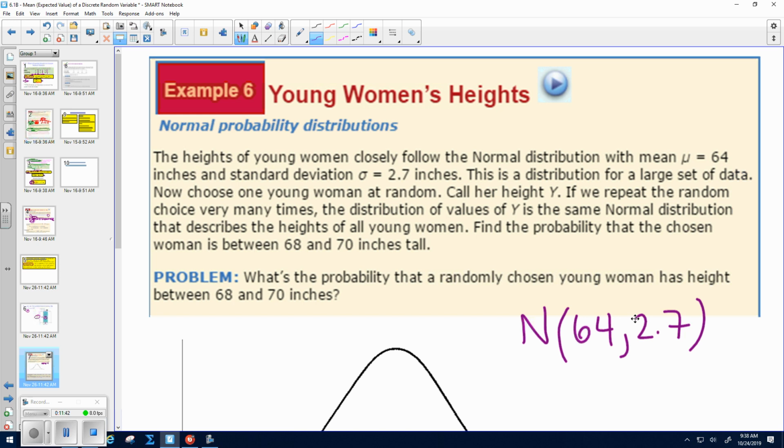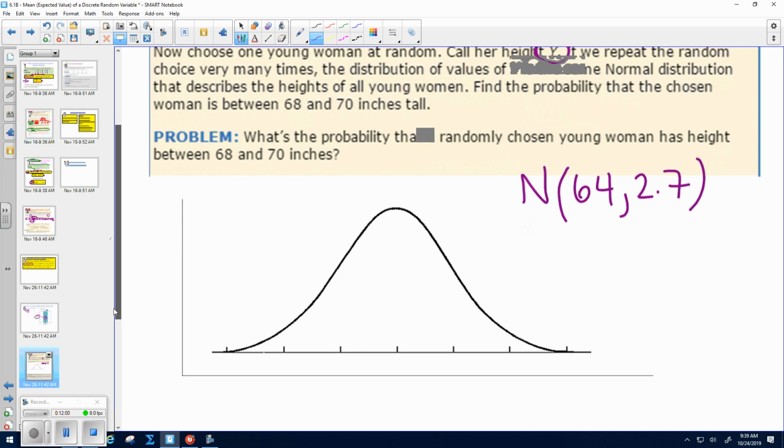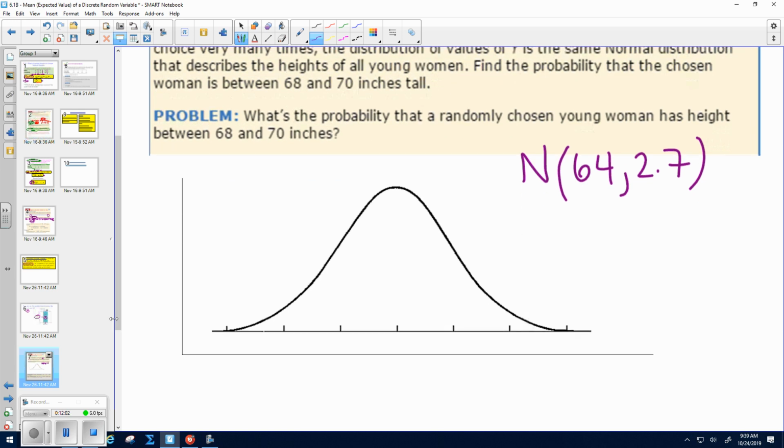We'll call her height Y. So they're defining Y as a random variable of a randomly chosen young woman. All right. If we repeat the random choice very many times, the distribution of values Y is the same normal distribution that describes the heights of all young women. Find the probability that the chosen woman is between 68 and 70 inches tall. So go ahead and draw the normal curve on your paper. A little review of the normal curve.